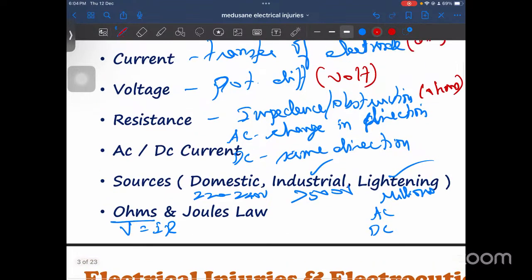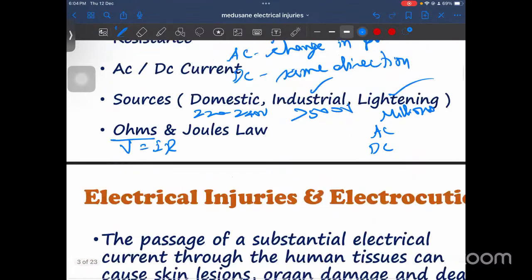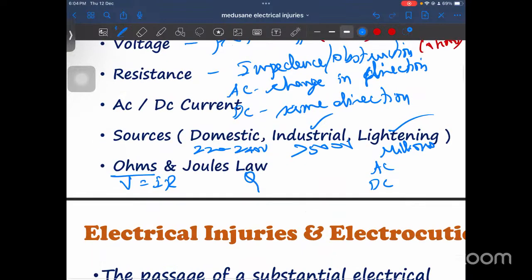Another one is Joule's law. Joule's law formulates that Q is equal to I squared RT, where Q is the amount of heat produced, I is the current, as we already saw, R is the resistance, and T means time. I will explain in the later part why Ohm's law and Joule's law are important to study electrical injuries.